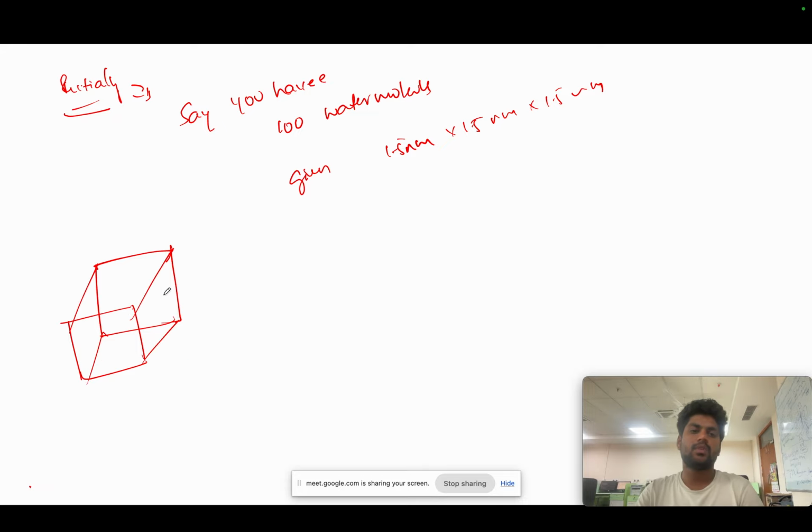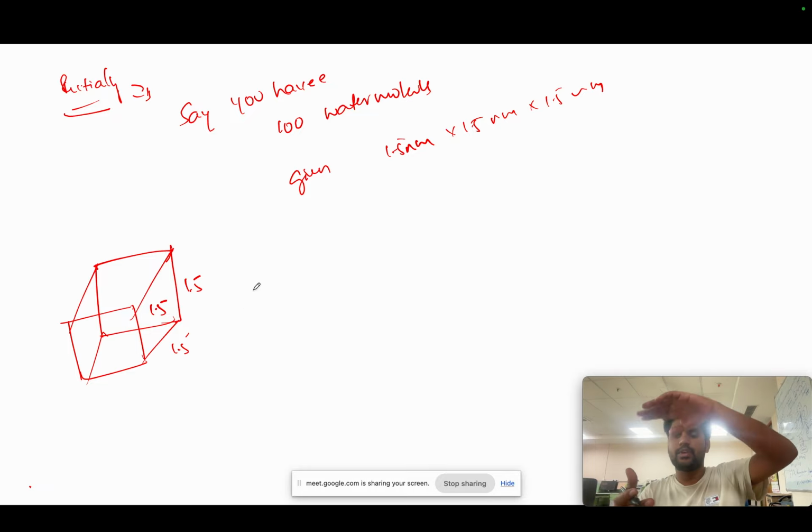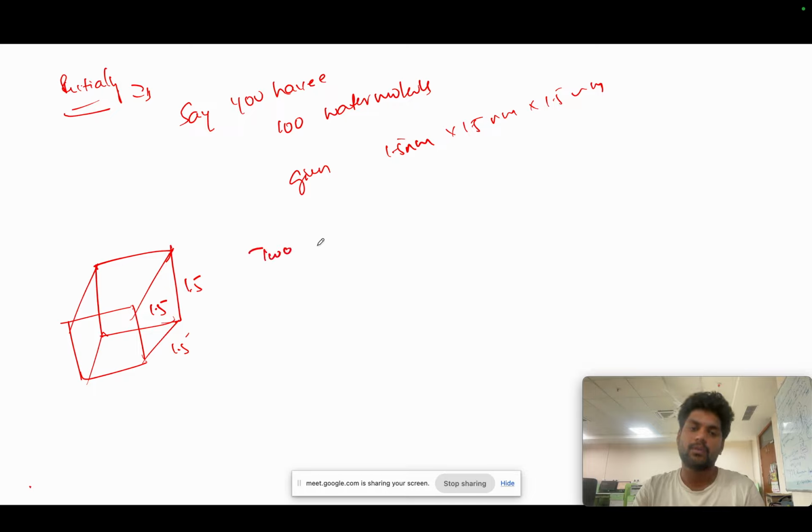So assume that this is the box with x, y, z directions of 1.5, 1.5, 1.5. Now what we are doing is taking the box and we need to fill the water molecules inside the box. So how can you fill it? Suppose there are two methods to fill the water molecules.